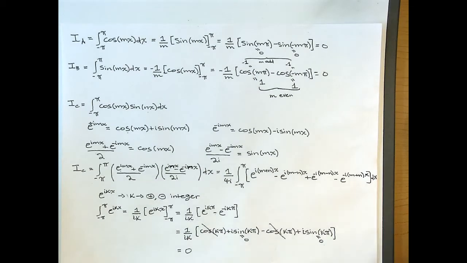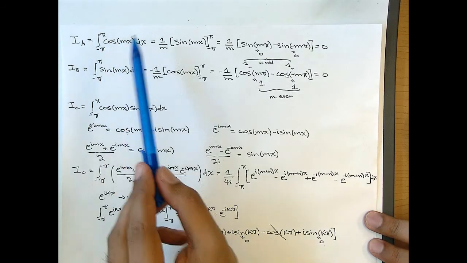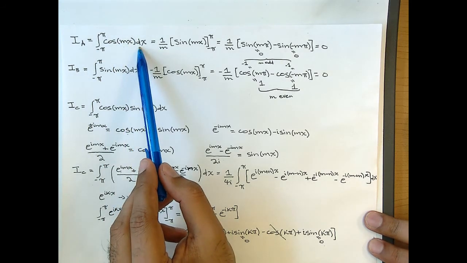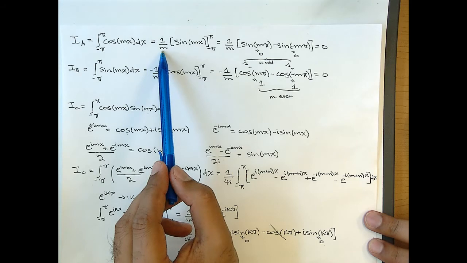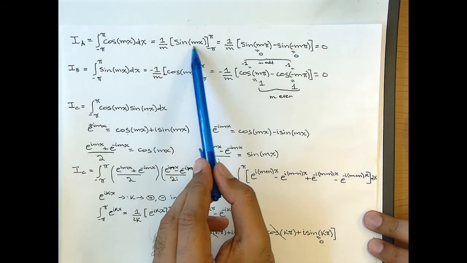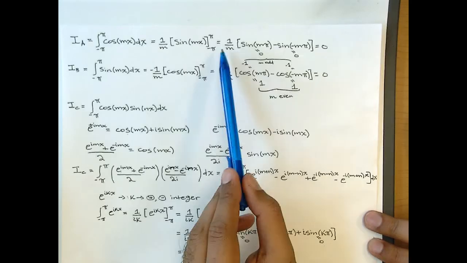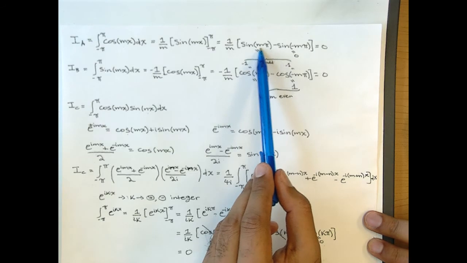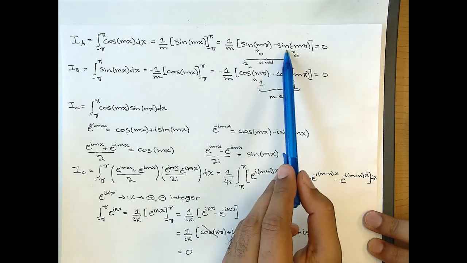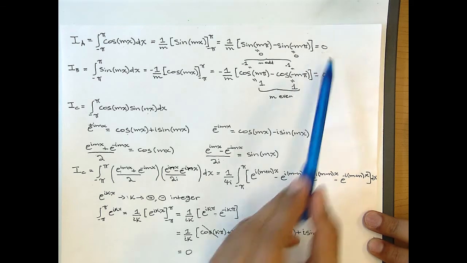Okay, so the first integral here, this integral, I_A, which is the integral from negative pi to pi of the cosine of mx dx. Okay, we can just integrate this directly, and what we see is that this is going to give us 1 over m, the sine of mx evaluated from negative pi to pi. Okay, and once we plug in the limits here, you know that the sine of any integer multiple of pi, well, that's 0, and this is also 0, so this integral will give us 0. So that's the proof for the first integral.